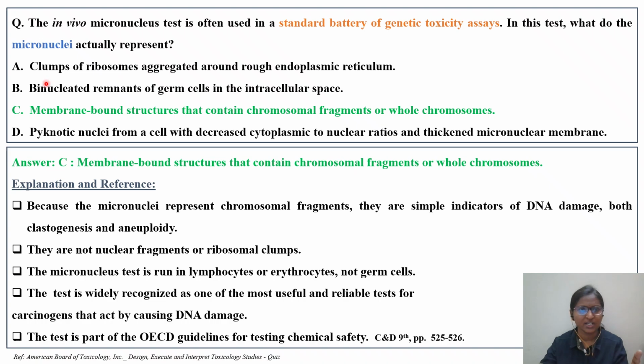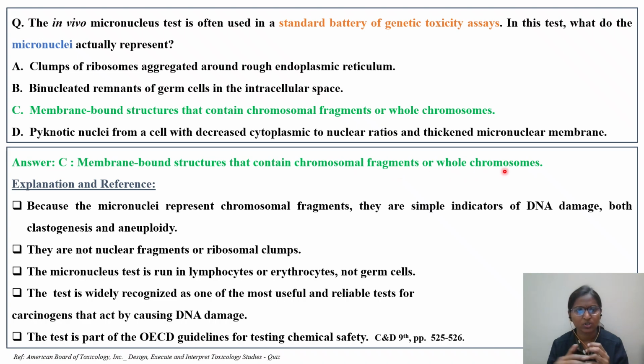Option A: clumps of ribosomes aggregated around rough endoplasmic reticulum. Option B: binucleated remnants of germ cells in the intracellular space. Option C: membrane-bound structures that contain chromosomal fragments or whole chromosomes. Option D: pycnotic nuclei from a cell with decreased cytoplasmic to nuclear ratios and thickened micronuclear membrane. The right answer will be in green text, that is option C, membrane-bound structures that contain chromosomal fragments or whole chromosomes.